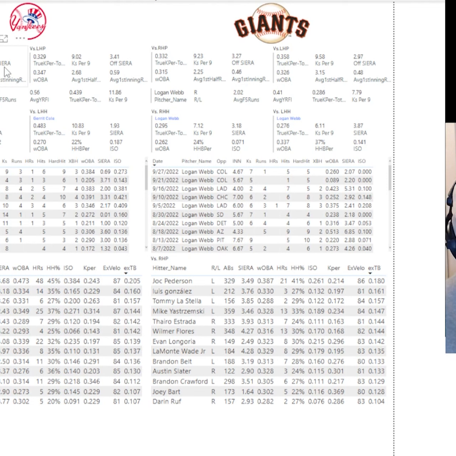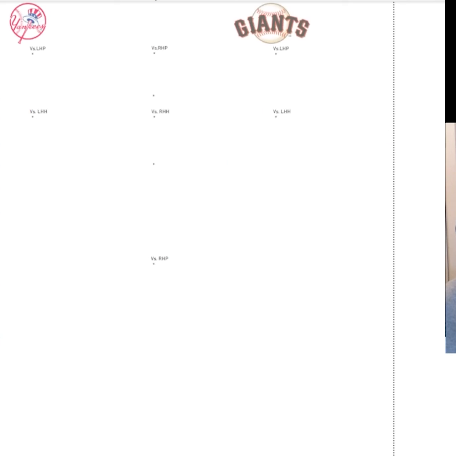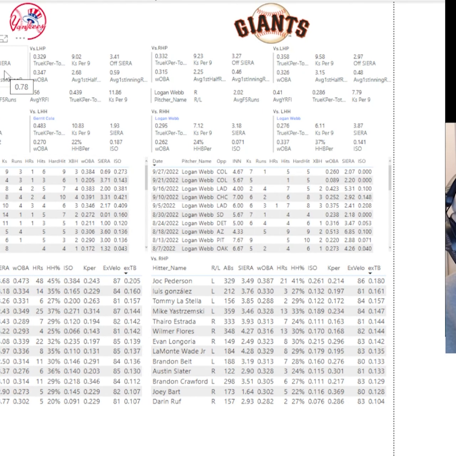Also giving the offensive SIERA stat. SIERA is known among baseball stat nerds as the most accurate pitching stat. So my line of thinking is, why can't we also use it to evaluate offenses? Looking at the SIERA of 3.39, we can reference back to the league averages page, see that the league average SIERA in general is 3.31, so it's a little bit over average versus right-handed pitchers and slightly more above average versus left-handed pitchers.